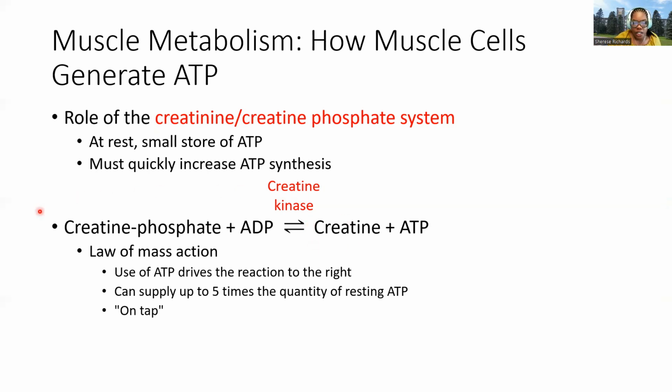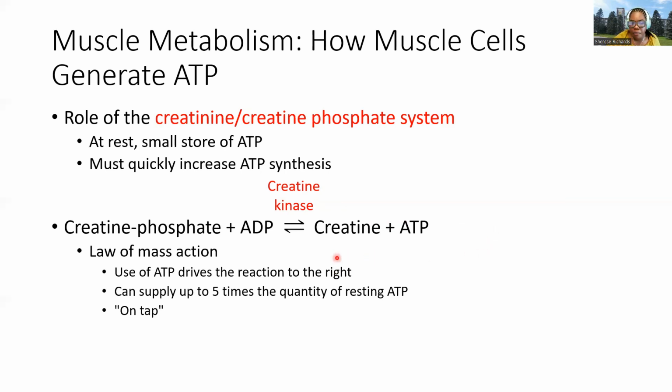Now, the reaction here is creatine phosphate on one end and ADP. And then with the enzyme creatine kinase, we can take the phosphate from creatine phosphate, add it to ADP on the other side of our equation here, and that is how we phosphorylate ADP to make ATP. Okay, so this is, again, a small amount, transient, about 5 times the quantity of ATP that is at rest. So it can give enough to just get this contraction going.